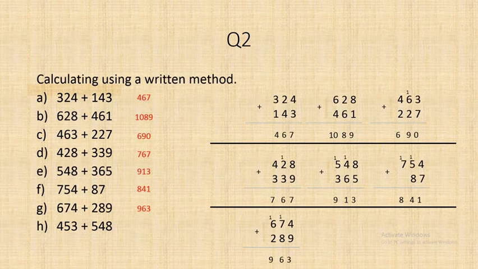And for the last question, it's 453 plus 548. 3 plus 8 equals 11. 1 and carry up 1. 6 plus 4 equals 10, so 0 and carry up 1. And 5 plus 5 equals 10, so the answer is 1001.